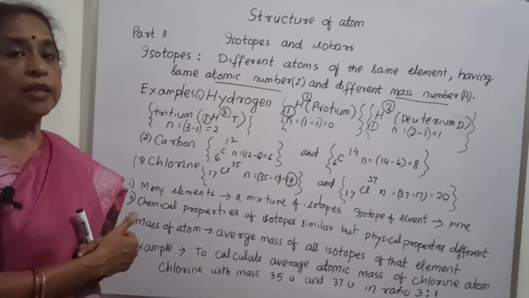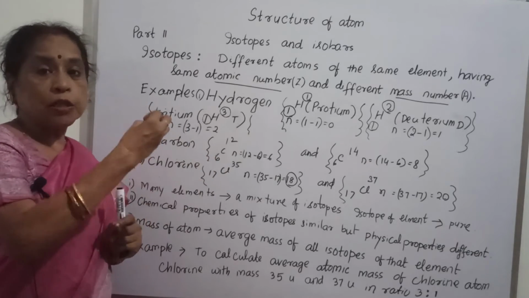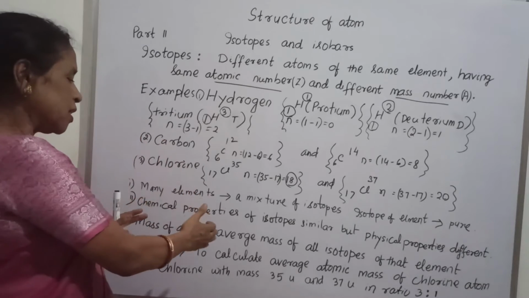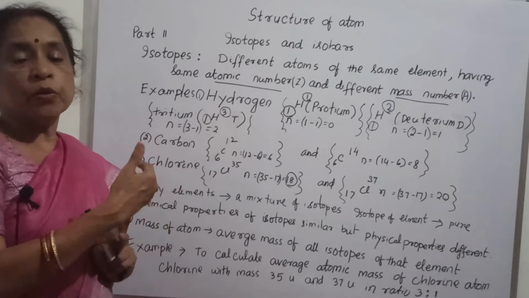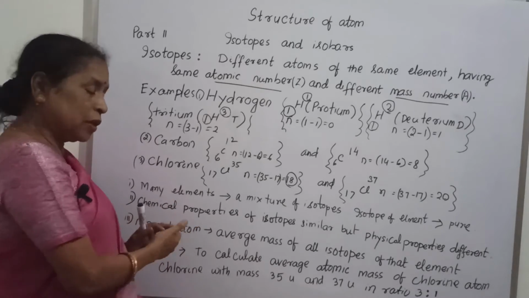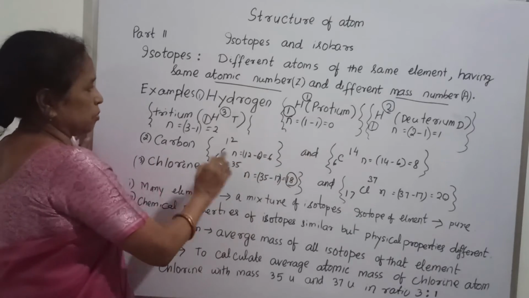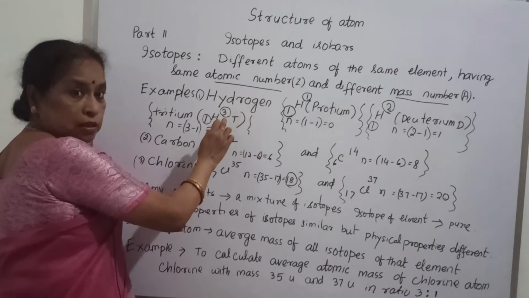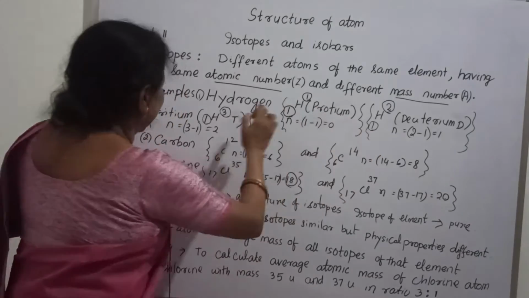How can you calculate the mass of an atom if isotopes exist? If isotopes of an element exist, how can you calculate the average mass of that element? How can you calculate the average mass of all the isotopes? Suppose chlorine has 2 isotopes and hydrogen has 3 isotopes, then how can you calculate the mass of that hydrogen atom? You will take the average mass of these.